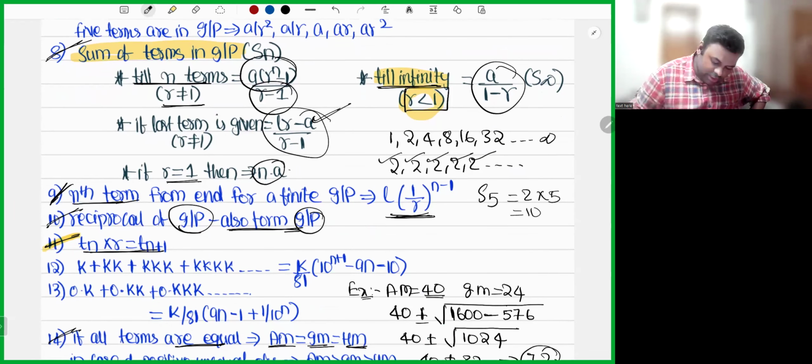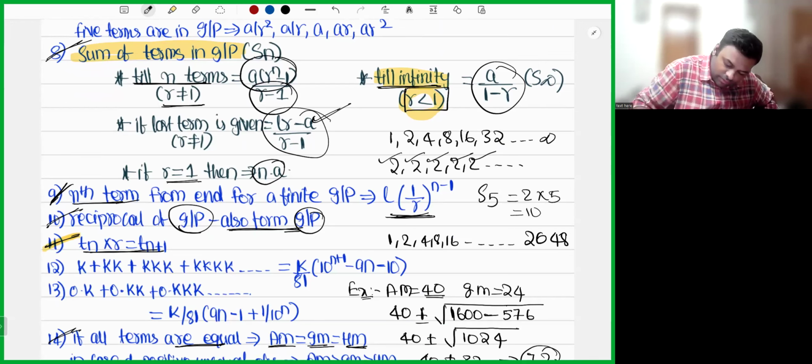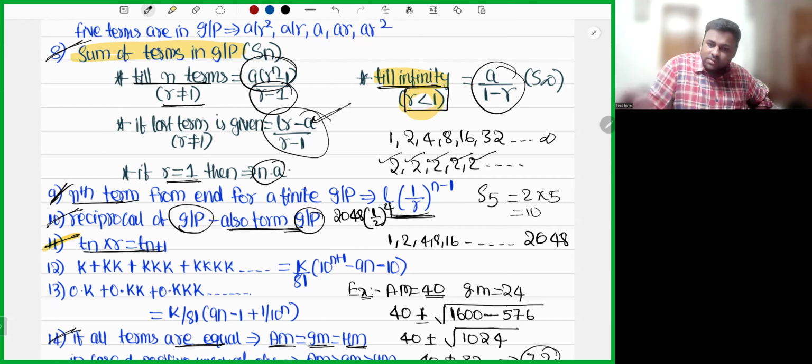Like I am having a progression like this: 1, 2, 4, 8, 16, and so on, up to 2048. I am asking what is the fifth term from the last. So how will you do it? 2048 into 1 by 2 whole power 4. This will be the fifth term from the last.